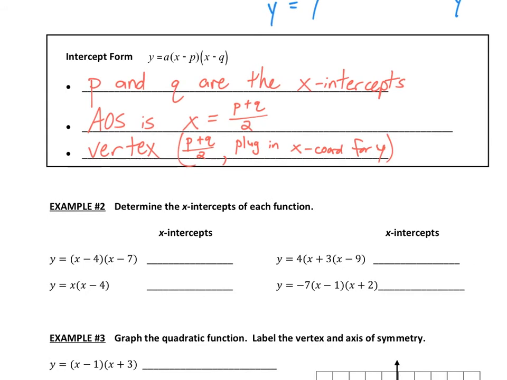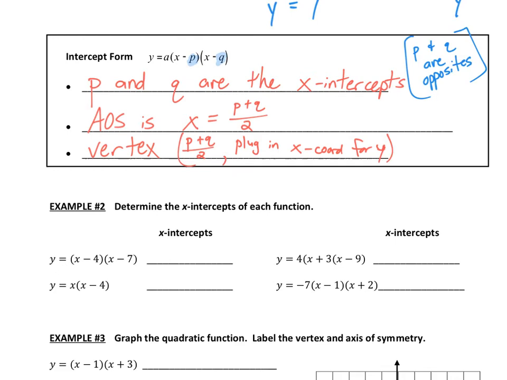Intercept form is two sets of parentheses, and it gives us the two intercepts, which is why it's called intercept form. So in this one, the P and Q are the intercepts. Okay, and then a little reminder that P and Q are opposites. We kind of treat them like H. Because P and Q are in parentheses, it's like H, they're the opposite.